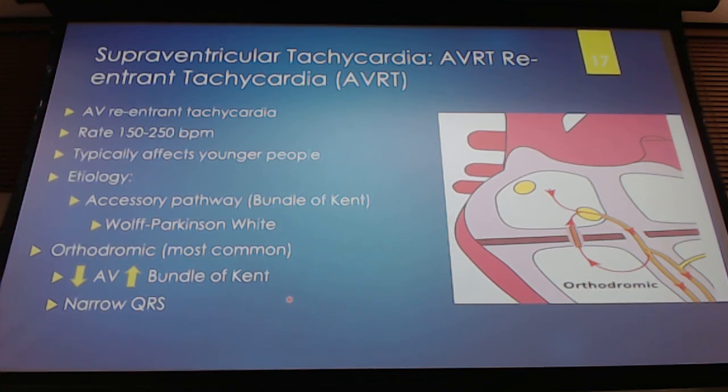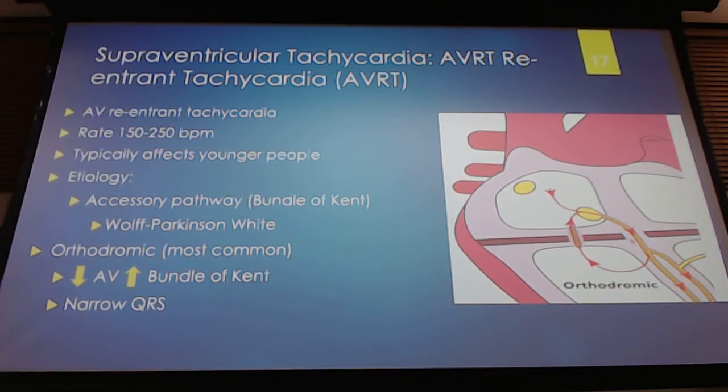The rate still is about 150 to 250 because it is an SVT. Okay? Oftentimes, again, still affects younger folks. And what happens is we still have that SA node that's firing, and it depolarizes down to the AV node, comes down to the upper portion of the ventricles, but then goes right back up through that accessory pathway. So the accessory pathway is like a super highway for depolarization. It's an opening between the atria and the ventricles.